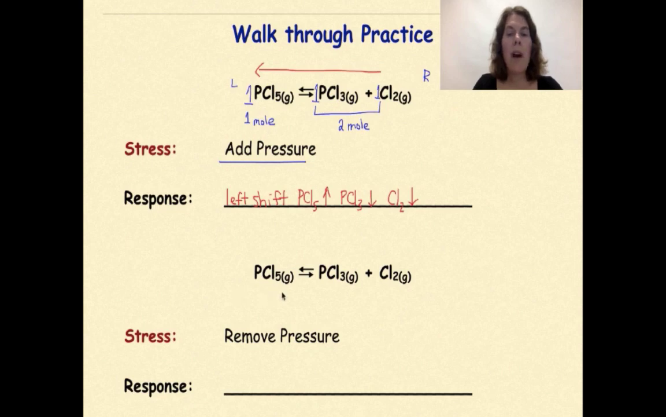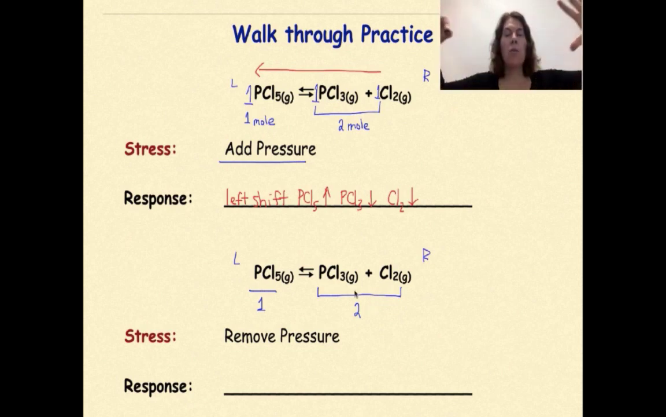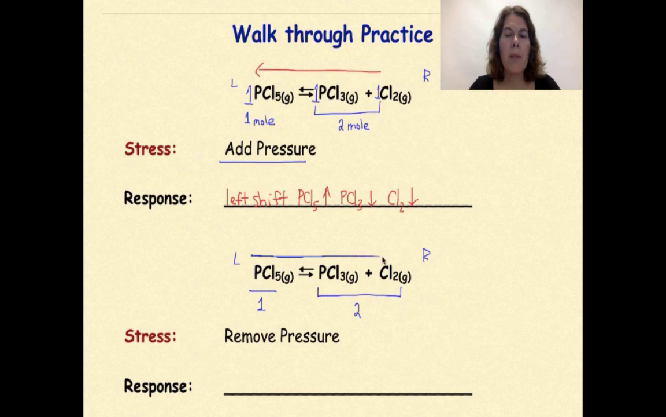Again, we have PCl5, PCl3, and Cl2. This is my left, and this is my right. I know from before that I have 1 mole of reactants total, and my total number of moles on my product side is 2. In this case, I'm removing pressure. I'm increasing volume. So I want to go to the side that has more moles of gas. That means my point of equilibrium is going to shift to favor products. It's going to shift to the right. So this is going to be a right shift to favor the formation of products and more moles of gas.